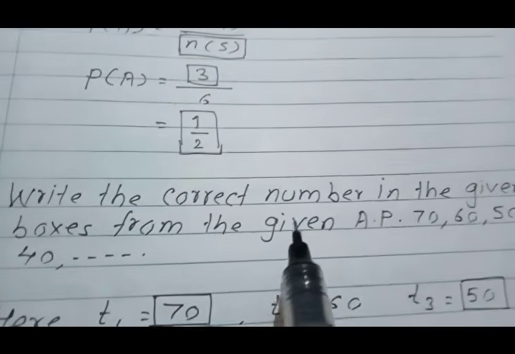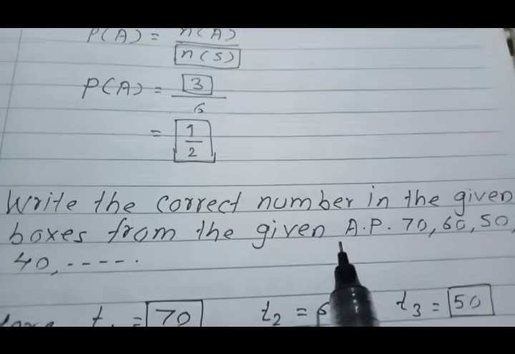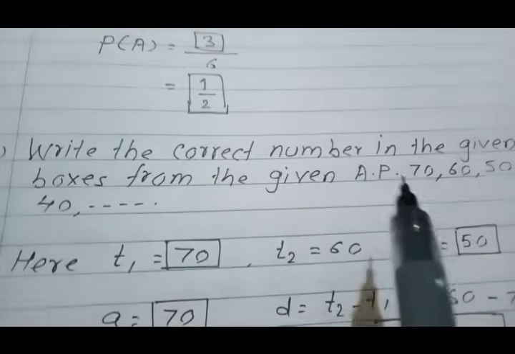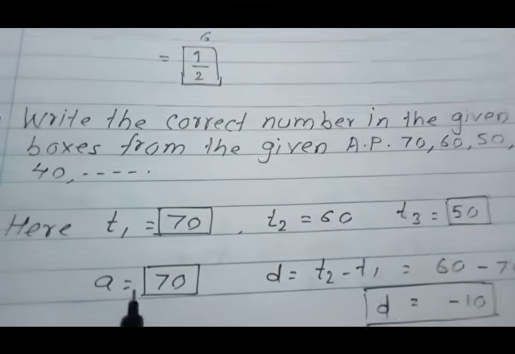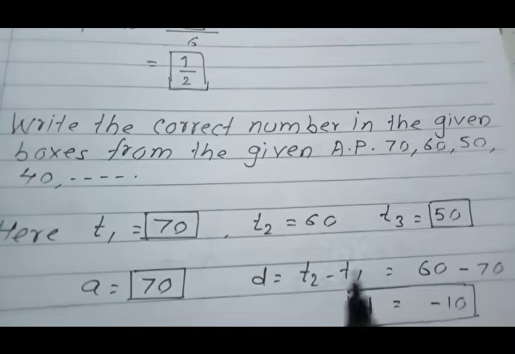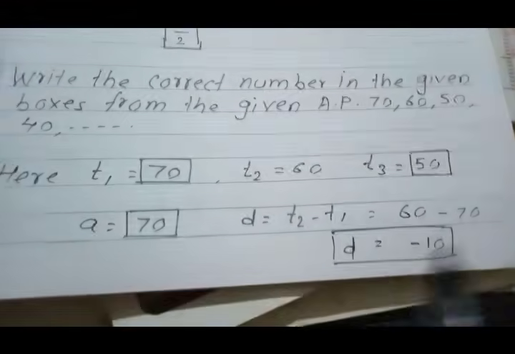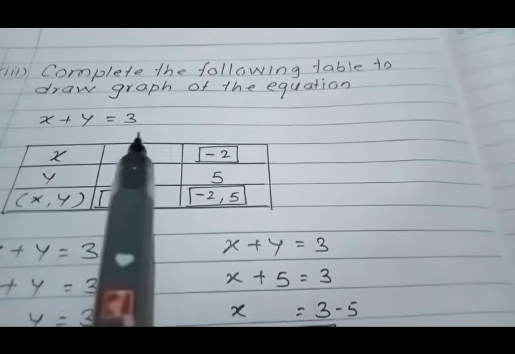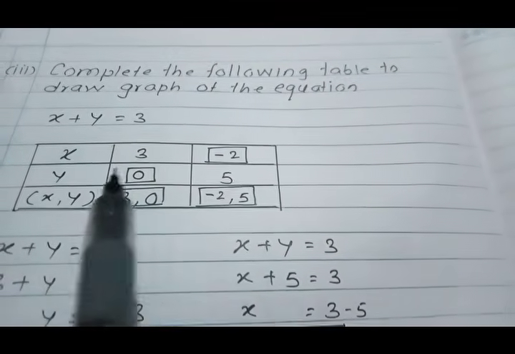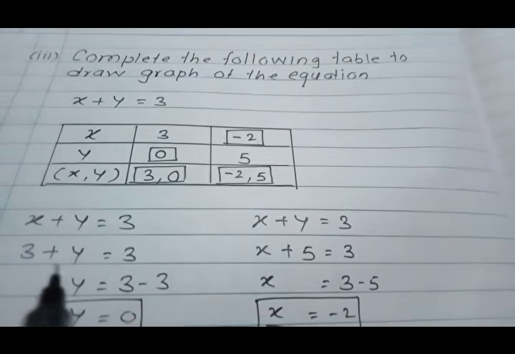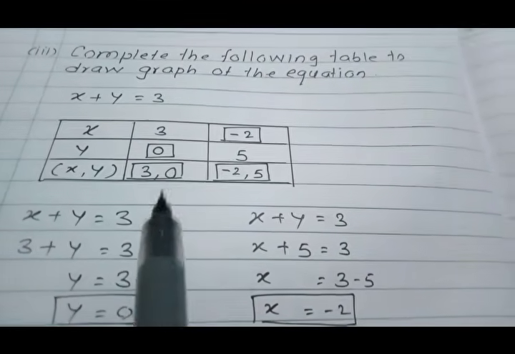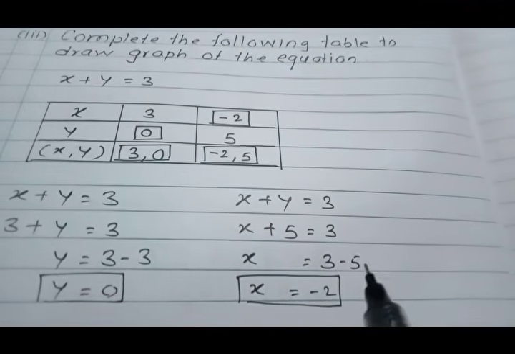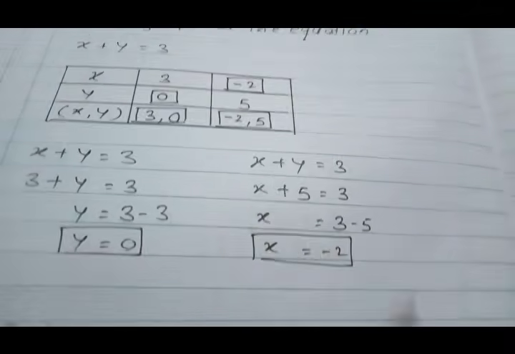Then number 2. Write the correct numbers in the given boxes from the given AP 70, 60, 50, 40, and so on. Here T1 is 70, T2 is 60, T3 is 50. A equal to T1, which means 70. Difference is T2 minus T1, 60 minus 70, minus 10. Number 3. Complete the following table to draw the graph of the equation x plus y equal to 3. Here x is 3, y is 5. Answer: x plus y is equal to 3, 3 plus y is equal to 3, y is equal to 0, this is 3, 0. Then y is equal to 5, so x plus 5 equal to 3, x equal to 3 minus 5, x equal to minus 2, here minus 2, 5.